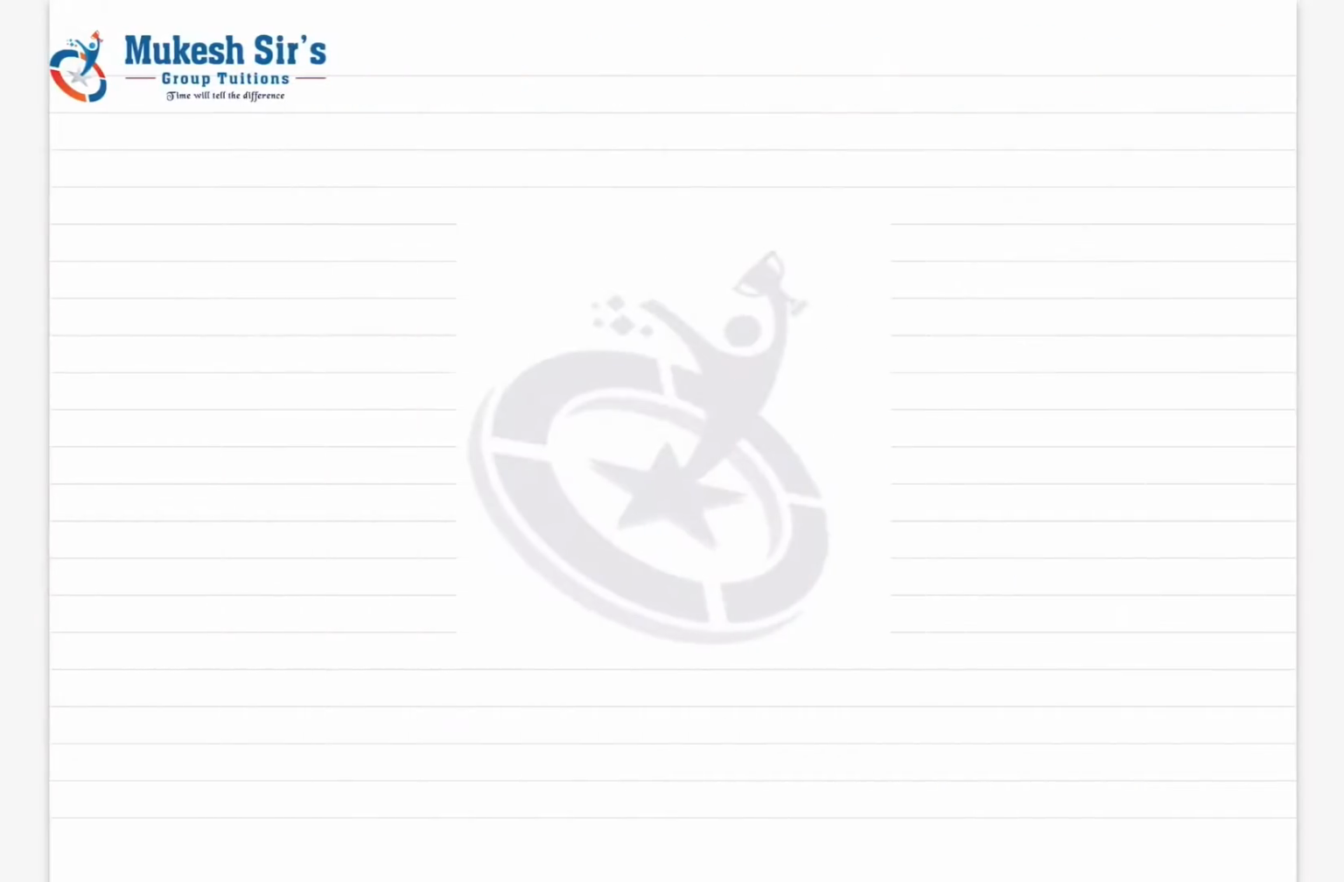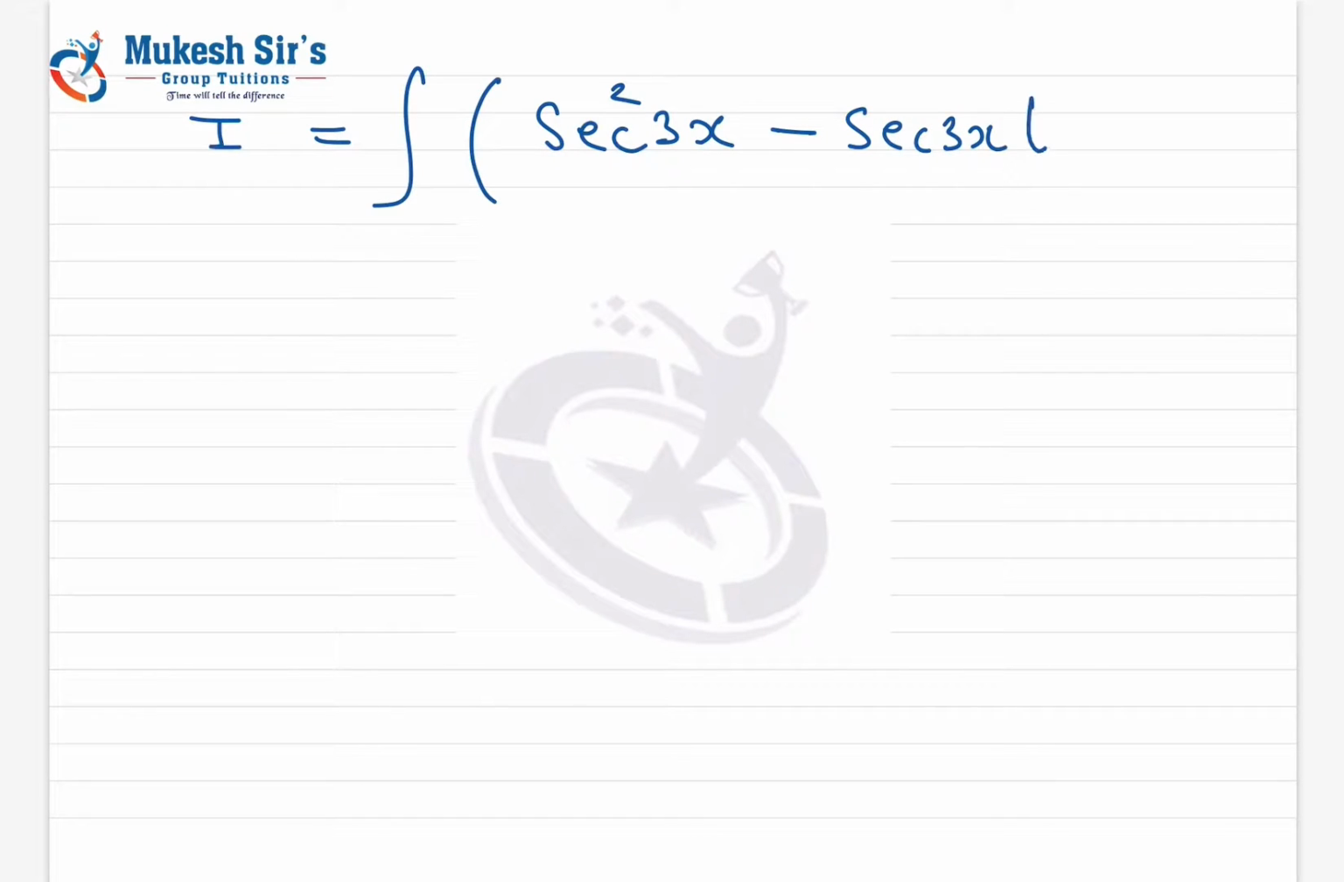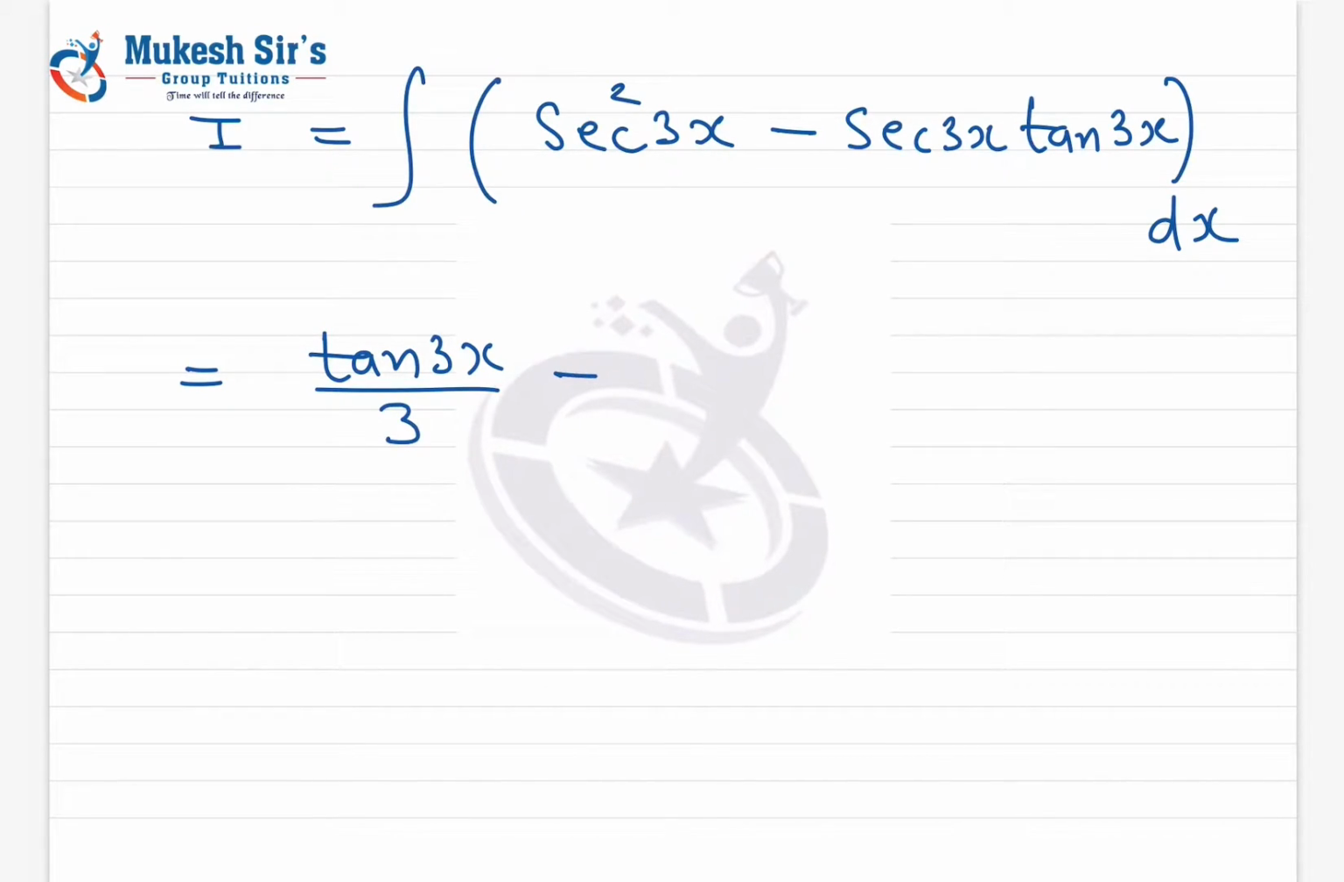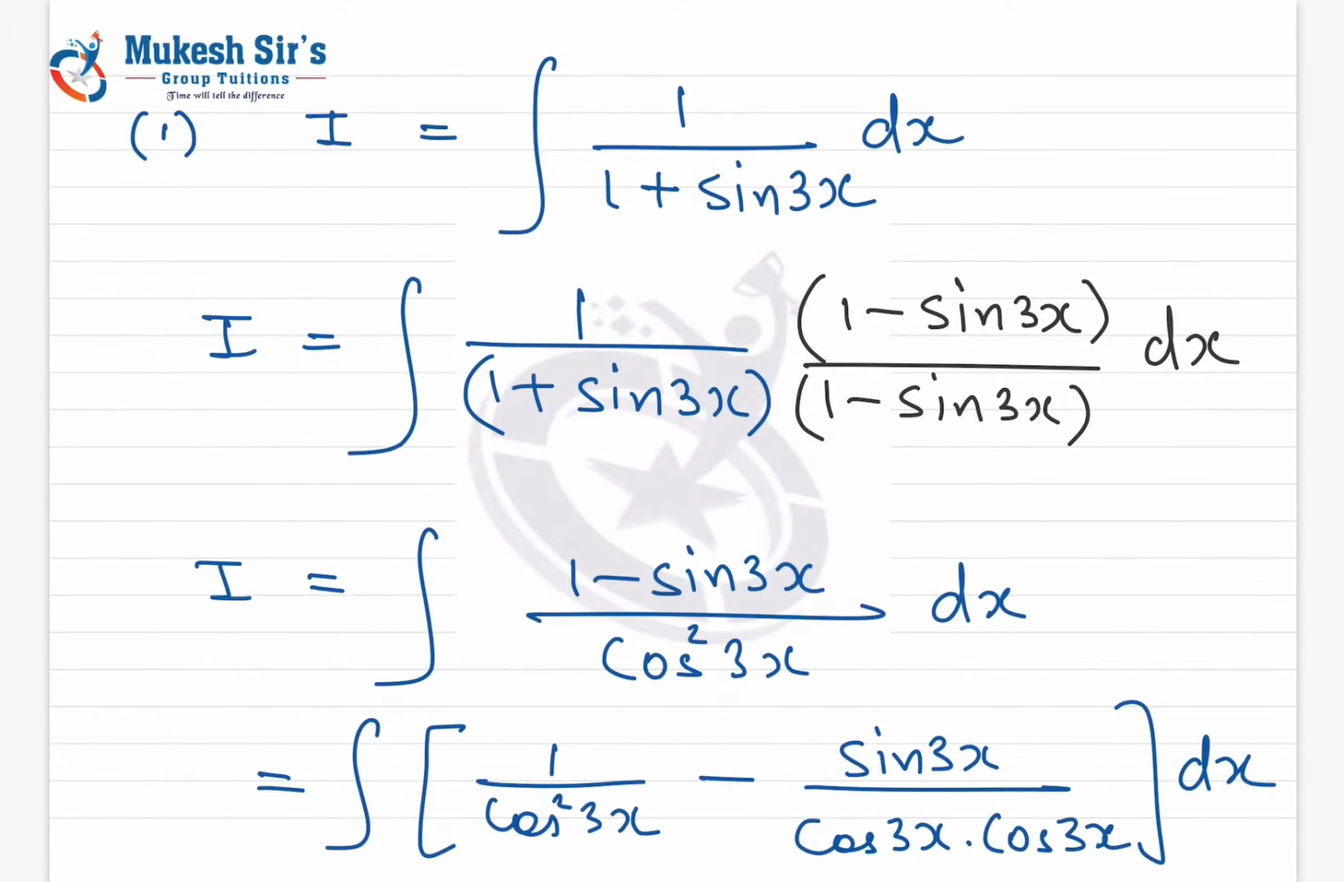So this can be written as integration of, we have to write in such a form that it can be integrated, sec square 3x minus sec 3x into tan 3x dx. Now you can integrate. Sec square x's integration is tan x. Sec square 3x's integration will be tan 3x, and divide the answer by the coefficient of x, so upon 3 will come. Minus, sec x into tan x's integration is sec x, so sec 3x upon 3 plus c. That's your answer. Is that clear to all?